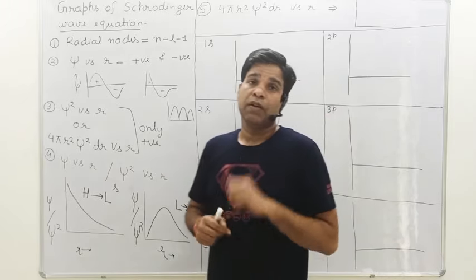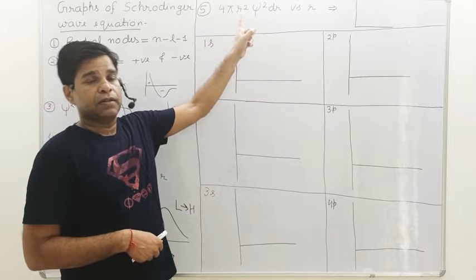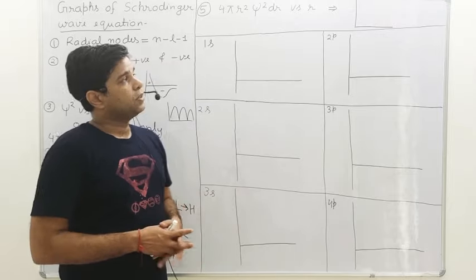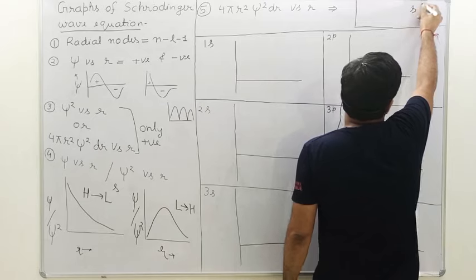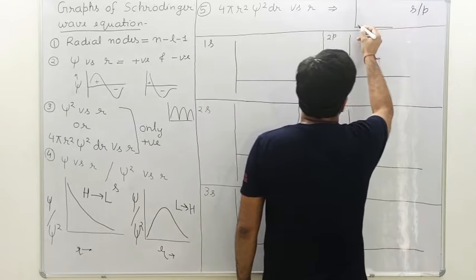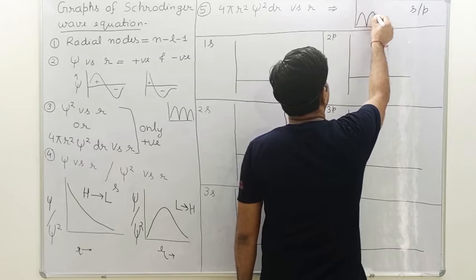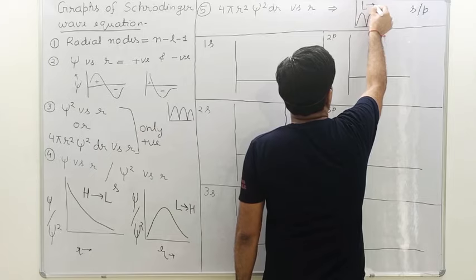And the last point is what? Whenever you want to draw the graph of 4 pi r square psi square dr versus r, which is called the radial probability density, for all these graphs, either you have an s orbital or a p orbital, the graph should start from lower to higher.